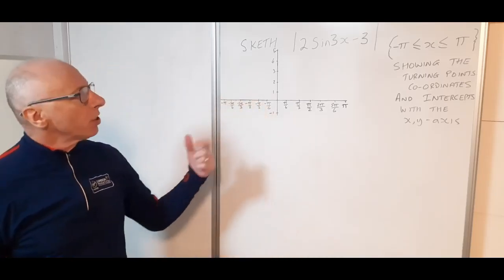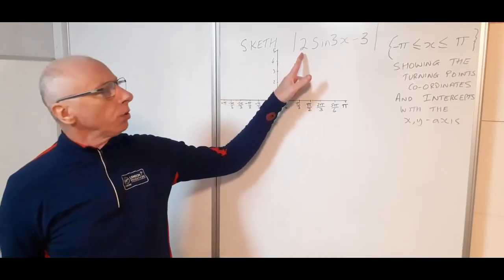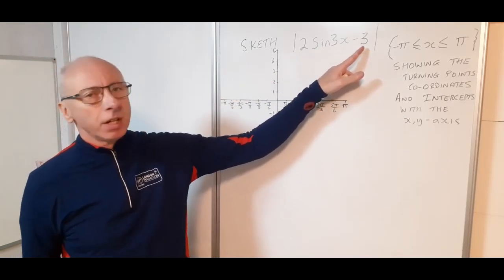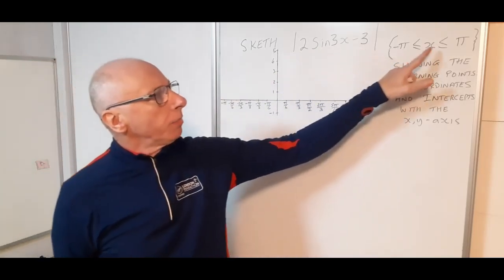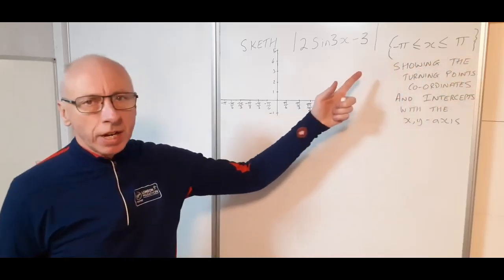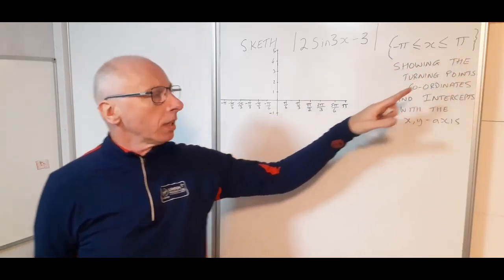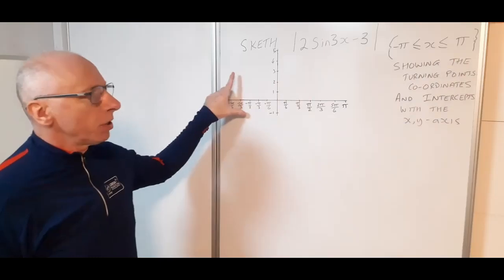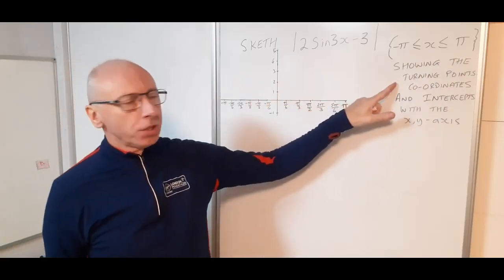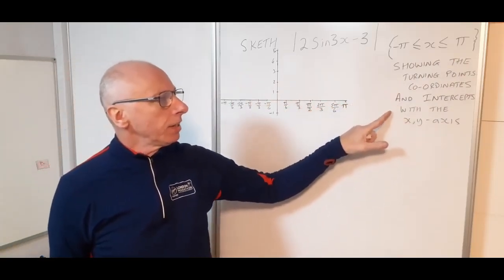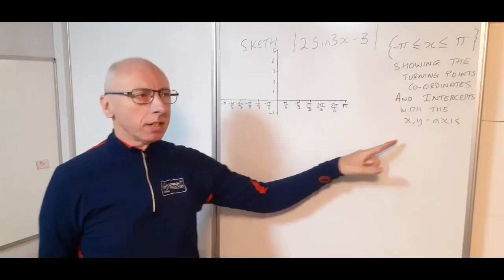So in this video I'm going to sketch the modulus of 2 times the sine of 3x minus 3 from negative pi to pi. So this is in radians, so that's negative 180 degrees to positive 180 degrees. And on my finished sketch, which I'm going to do on here, I'm going to show the turning point coordinates and the intercepts with the y and x axes.